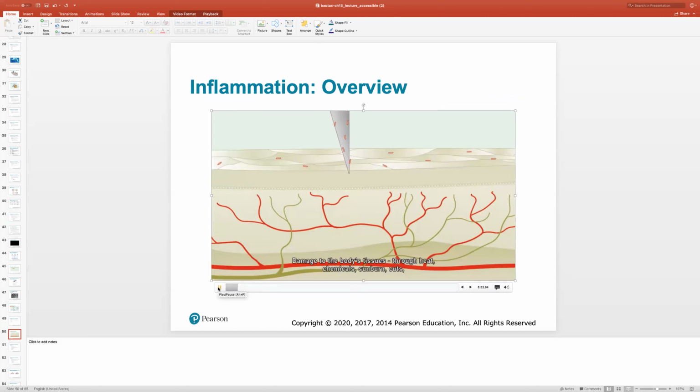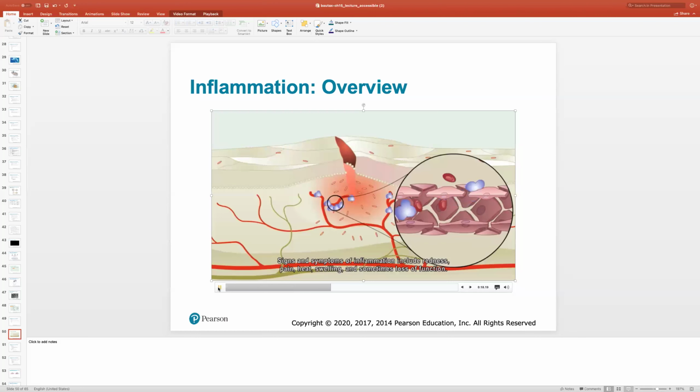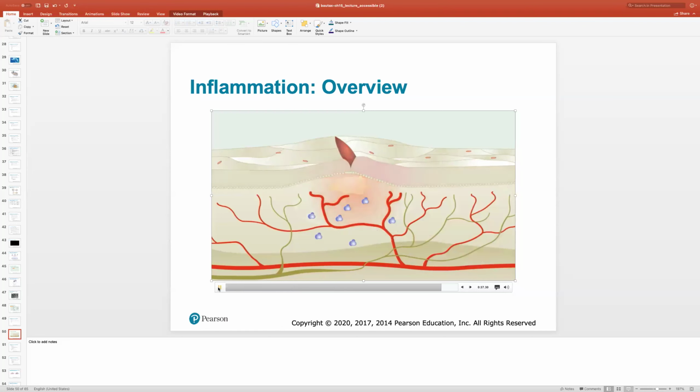Damage to the body's tissues through heat, chemicals, sunburn, cuts, or microbial infections triggers a general, nonspecific defensive response called inflammation. Signs and symptoms of inflammation include redness, pain, heat, swelling, and sometimes loss of function. Inflammation has three main functions: to destroy the agent causing injury, to limit the effects of the agent on the rest of the body, and to repair or replace damaged tissue. And there it's healed.